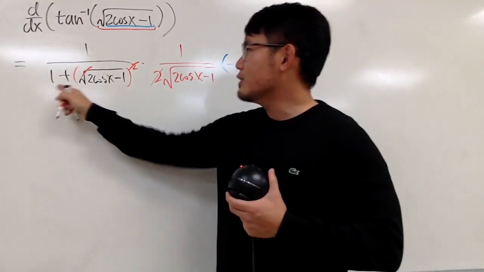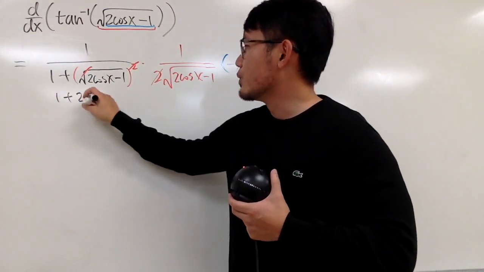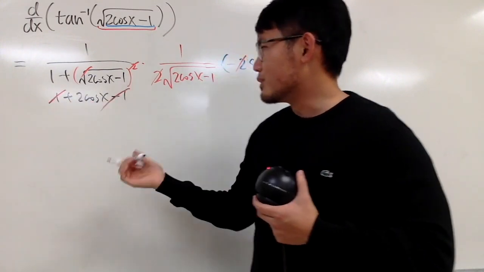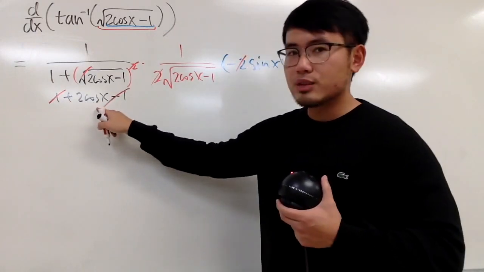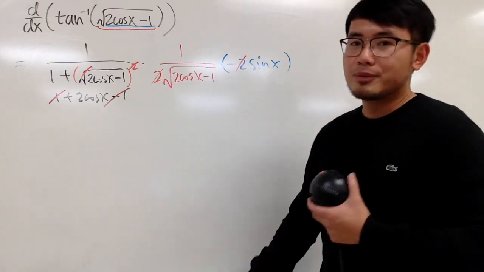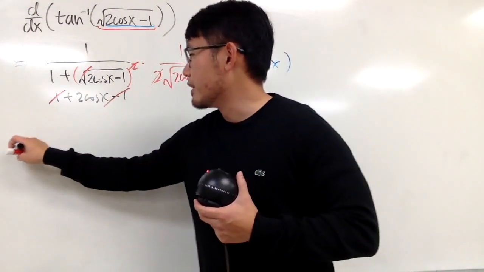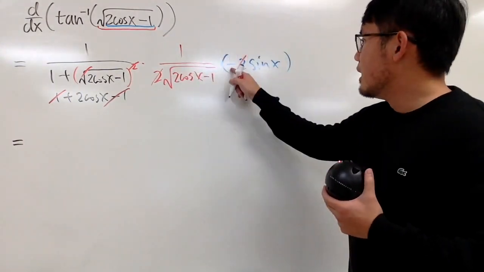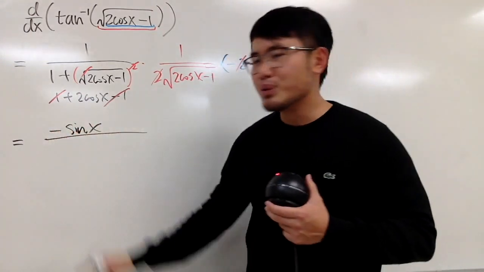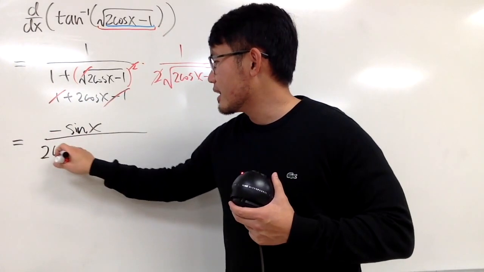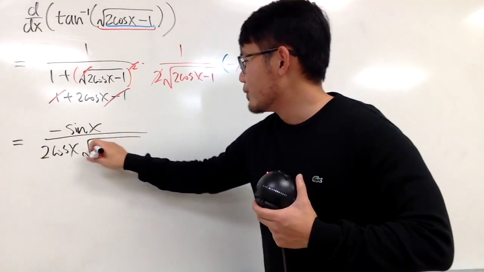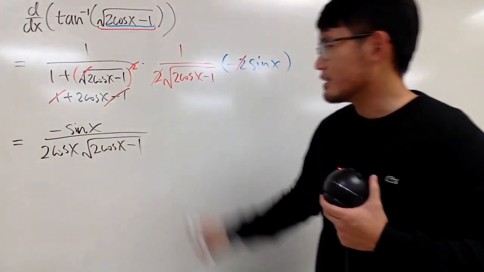And notice, this right here is now just 1 plus 2 cosine x minus 1. Of course, 1 minus 1 is just 0. So we have 2 cosine x right here times the square root of this, times negative sine on the top. So that's pretty much the idea, right? So we can put them down together. All the way on the top, we have negative sine x, and on the bottom, we have 2 cosine x. And then we multiply by the square root of 2 cosine x minus 1 like this.